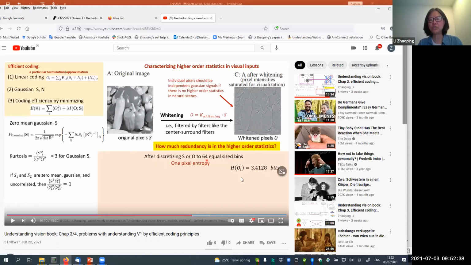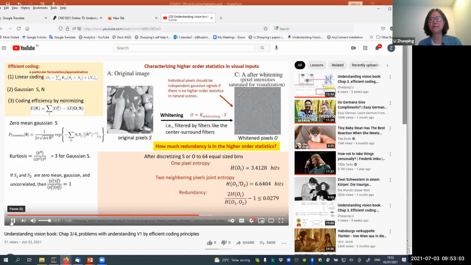Now you can calculate joint 2 pixels. So let's. Pixel entropy is about 3.4 bits. Okay. So now let's look at the joint entropy of 2 neighboring pixels. If they're completely correlated, they should be about the same as twice that. And so now this is 6.64 bits. So it's already twice that.